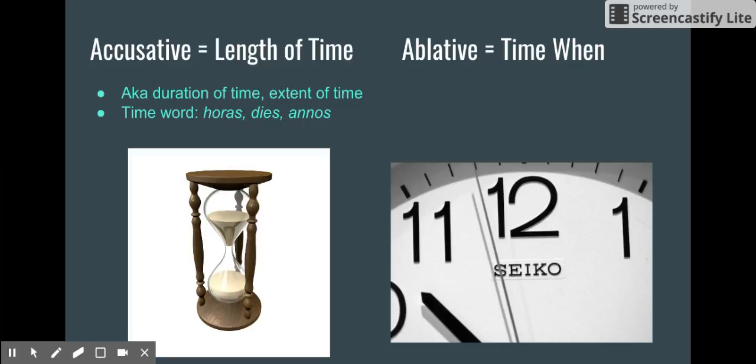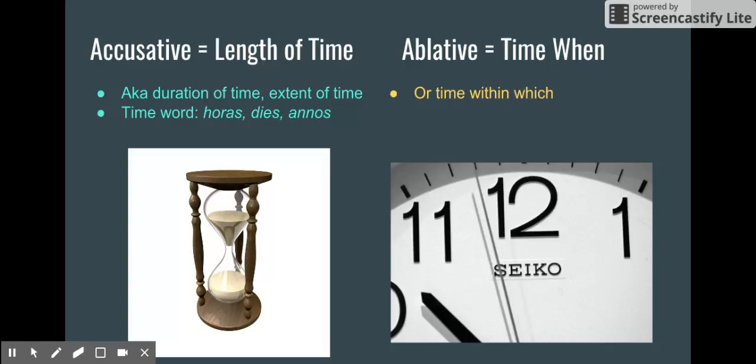So switching gears, the ablative is talking about a specific moment. And so it's called time when, but also includes a concept that's time within which. And some textbooks present this as an entirely separate concept, but it's really just two aspects of the same thing. The ablative, again, is specific time. So it's telling us when something happened, at what time something happened, or within what time frame something happened.